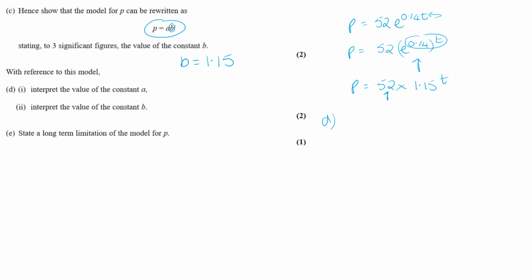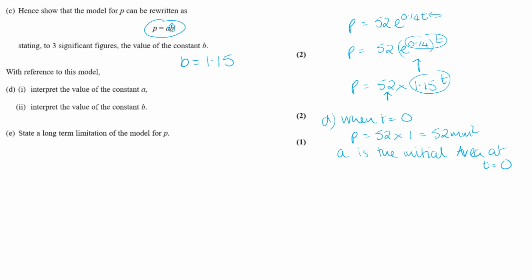Part D, with reference to the model, interpret the constant a. So a is this number on the front, and whenever you're looking at that number on the front, just think about when t is equal to 0, so that's initially when you've just put the culture into the dish. P will equal 52 times anything to the 0, which is 1, so that's 52. So the constant a is the initial area at t equal to 0.